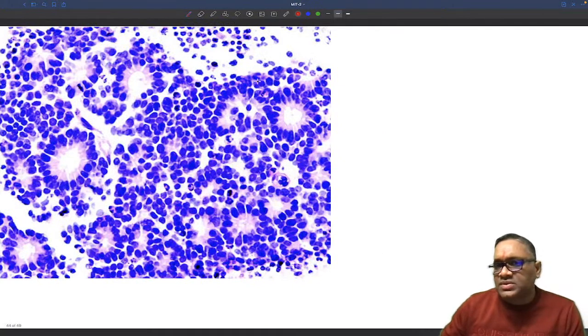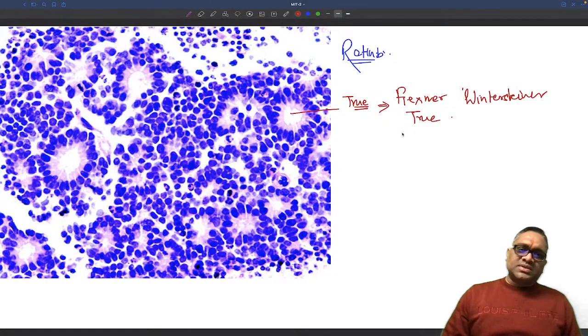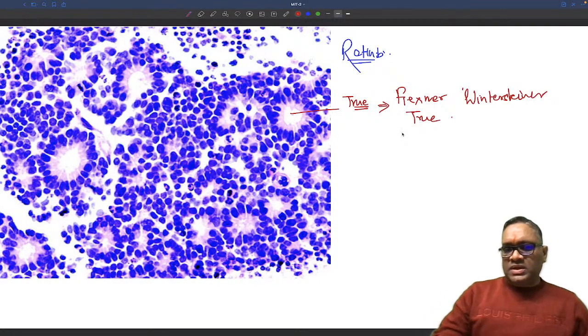So now you can see, what is this? This is the retinoblastoma. So what I'm showing you here is the retinoblastoma. And what is this? It's a true rosette, right? So what is the name of this true rosette? Flexner Wintersteiner true rosette. So that is the Flexner Wintersteiner true rosette of the retinoblastoma.